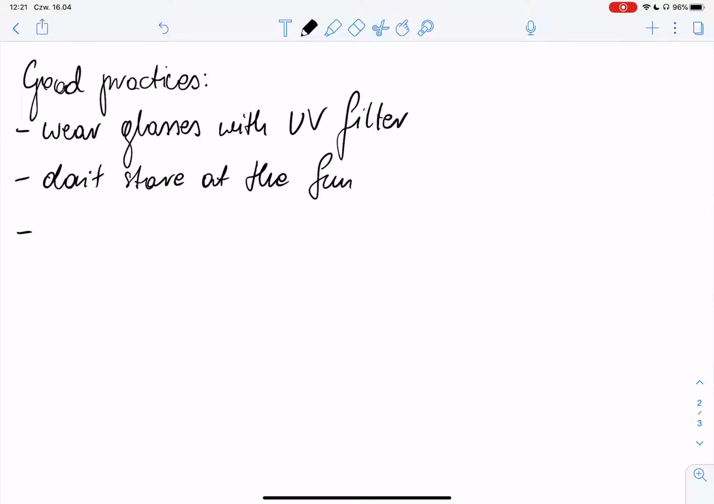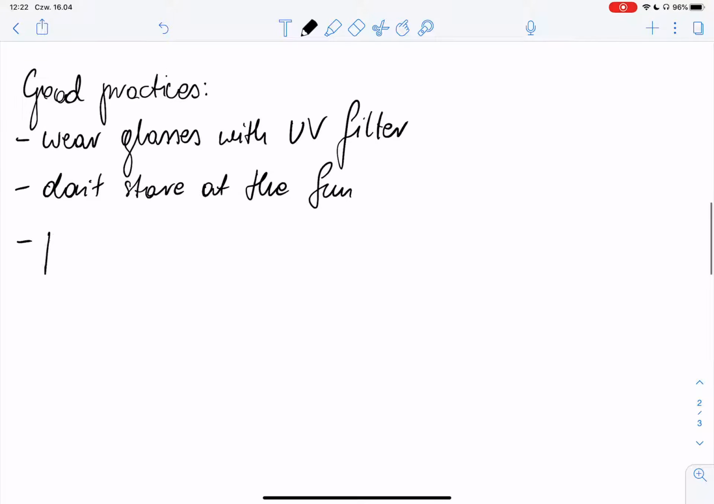So if you spend your evenings reading a book in a very poorly lit room, you're basically abusing your eyes. The same thing happens when you use computer or any screen devices in poorly lit conditions.